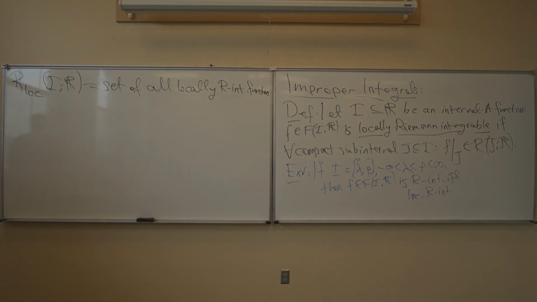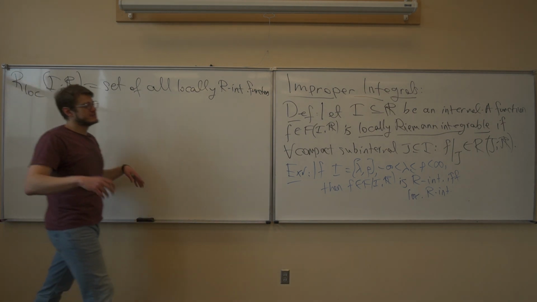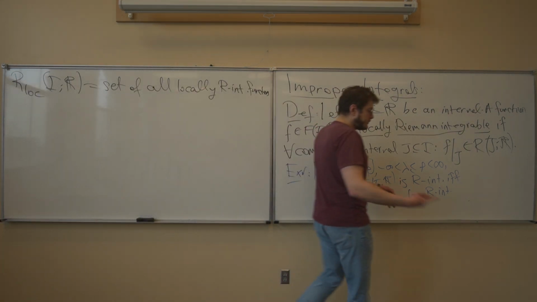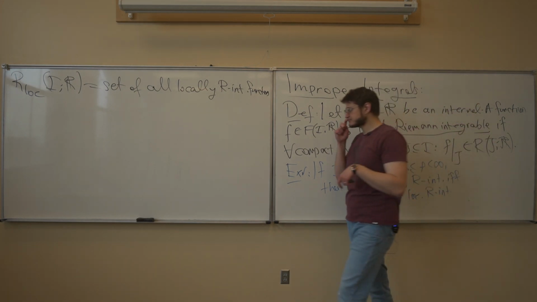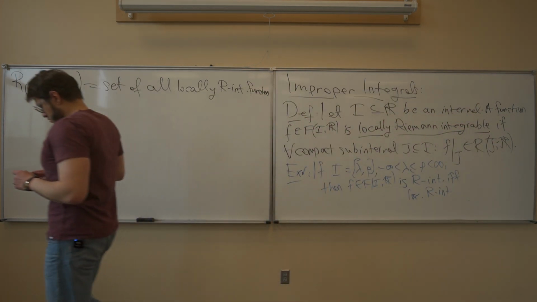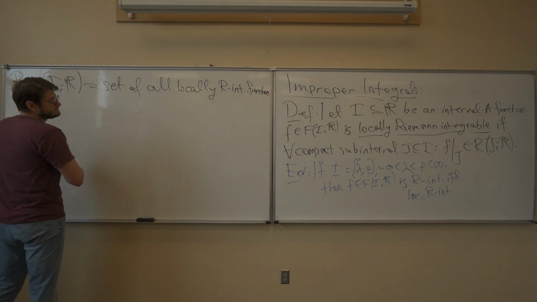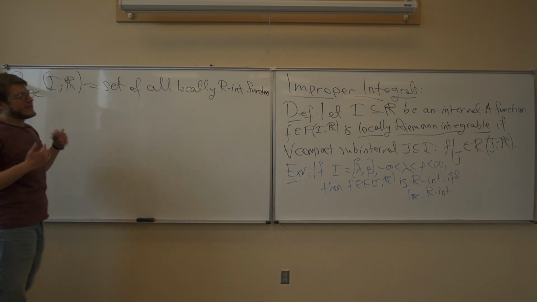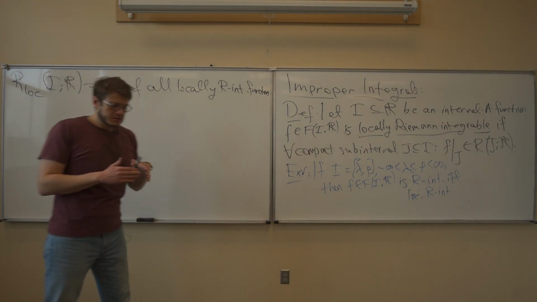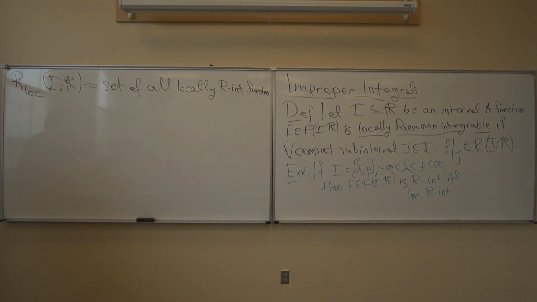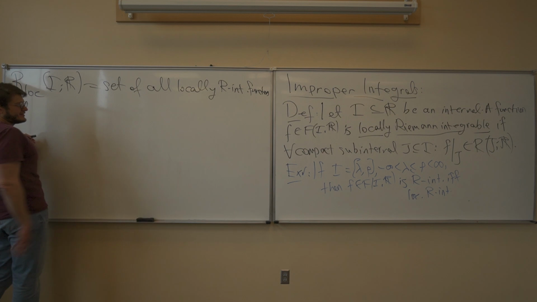Now, once I have something like this, a locally Riemann integrable function, for instance, any continuous function or any differentiable function on I would be locally Riemann integrable. Well, of course, the next thing is to figure out what the integral is. And the way you define this integral is by taking the integral of the function on a domain on which you know how to integrate, and then taking the limit of the boundaries. I'm not going to write it down.